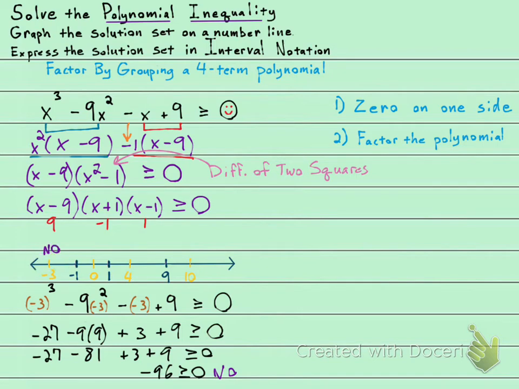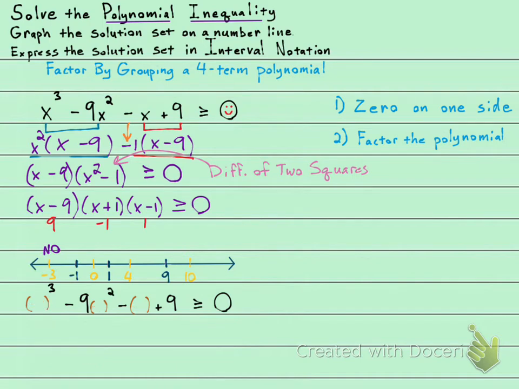All right, let's try our test point of 0. Everywhere I saw an x, I'm now going to put 0. Zero to the third power is just 0. Minus 9 times 0 squared is just 0. Minus 0 plus 9 greater than or equal to 0 is 9 greater than or equal to 0, and the answer is yes. So everything in this interval will be included. I'm going to shade it.